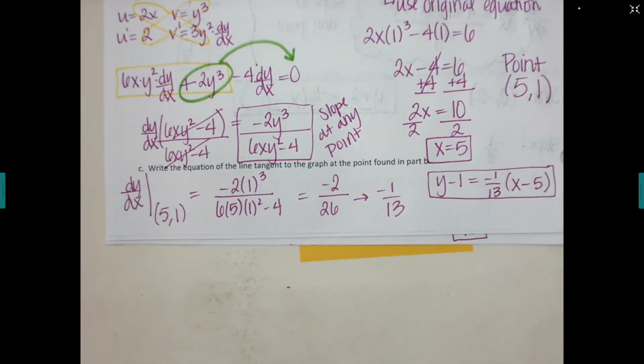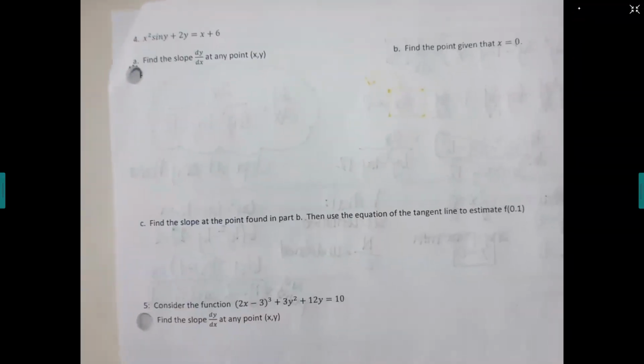And tell me which part of number 4 is going to require the product rule. Okay, give it a shot. Your u should be an x squared, and your v should be a sine y. Okay, this very first term is going to require product rule. So give it a shot.